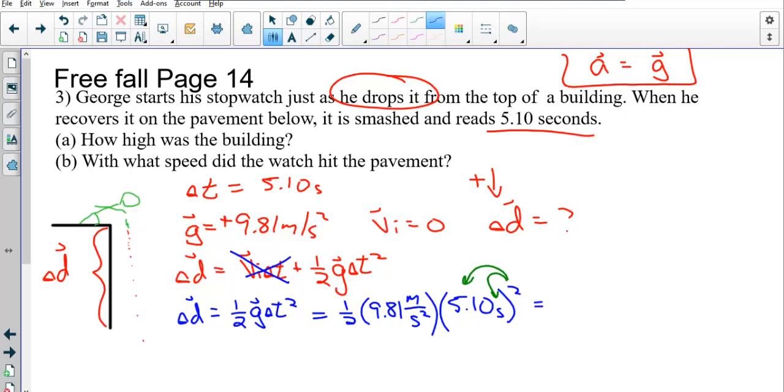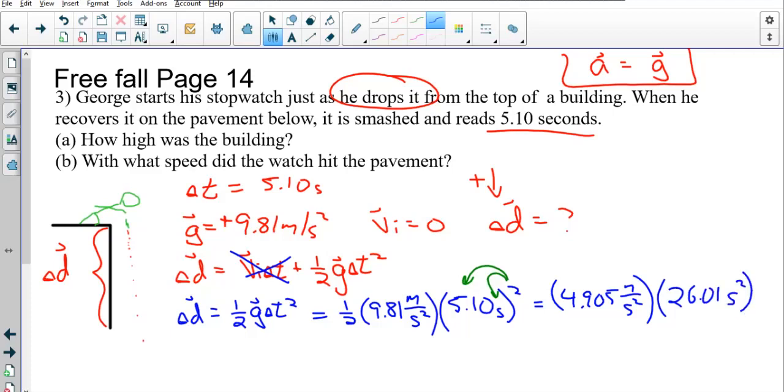So half my value of gravity should be 4.905 meters per second square. And when you multiply 5.1 squared, you should get something a little around 26, if I'm not mistaken. Let me just plug that into the calculator real quick. Well, I don't think well on the fly when I'm doing these videos. Yeah, about 26.01.